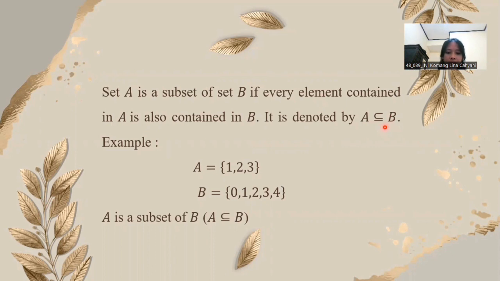Example, let's say that set A is equal to the set containing 1, 2, and 3. And let's say that set B is equal to the set that contains 0, 1, 2, 3, and 4. Now, the rule is for any element of A, it must also be an element of B. So, that means that every element in A must also be present in B. In this case, A has 1, 2, and 3, B has 0, 1, 2, and 3. So, we can say that A is indeed a subset of B.